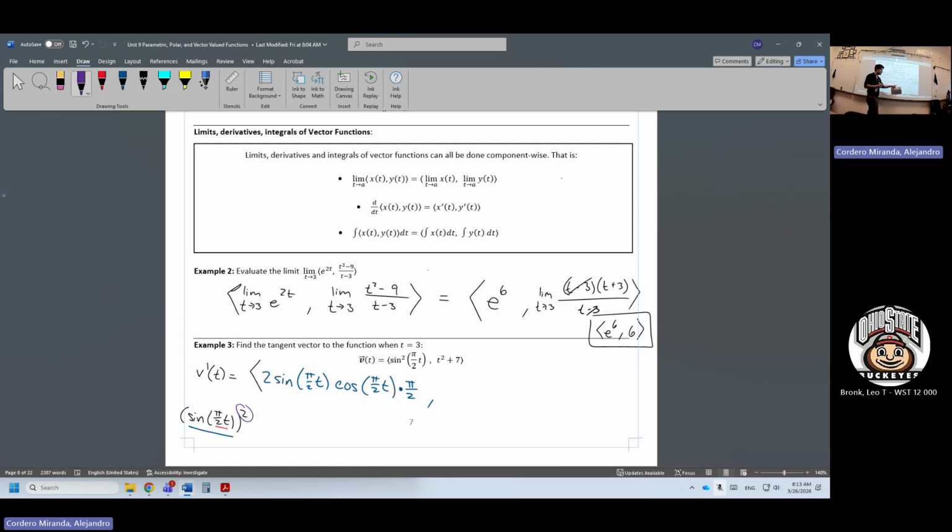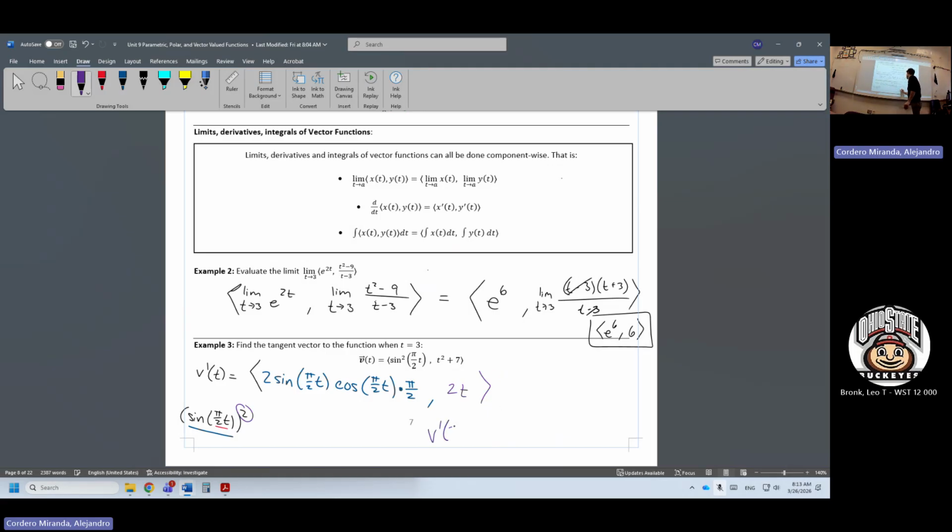And then the derivative of the second one, hopefully, that one wasn't that crazy. That should have been just 2t. And then again, that'll give you the tangent vector at any point. Plug in a 3 and you will get the tangent vector when t is 3, obvious.